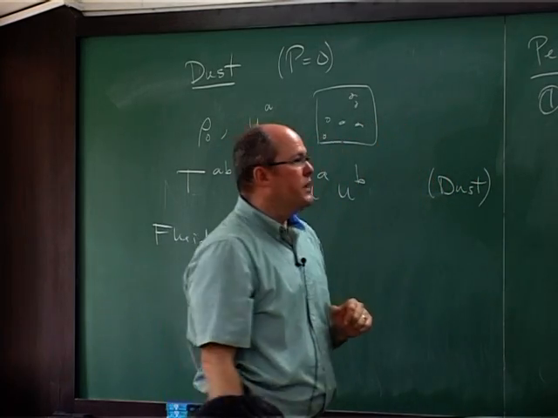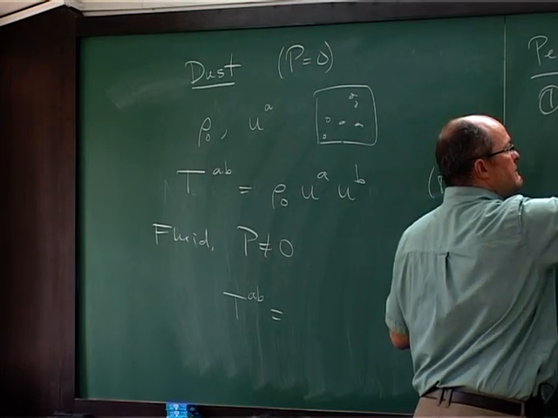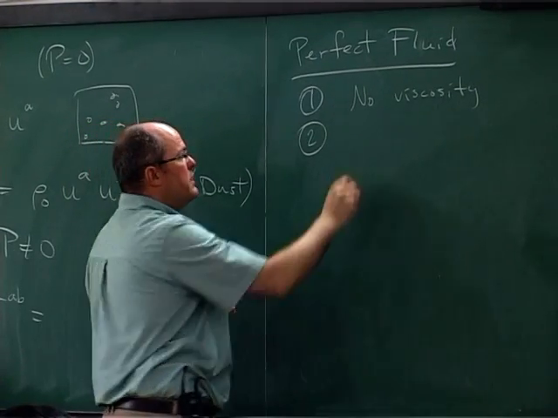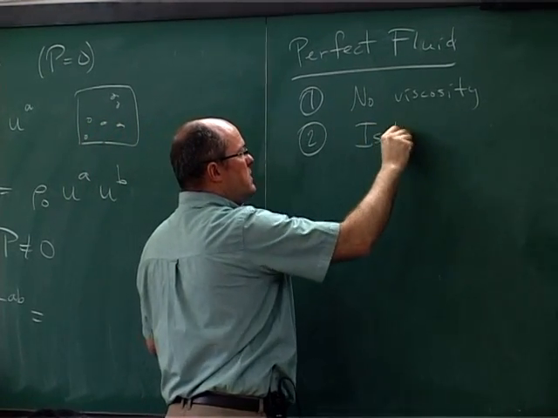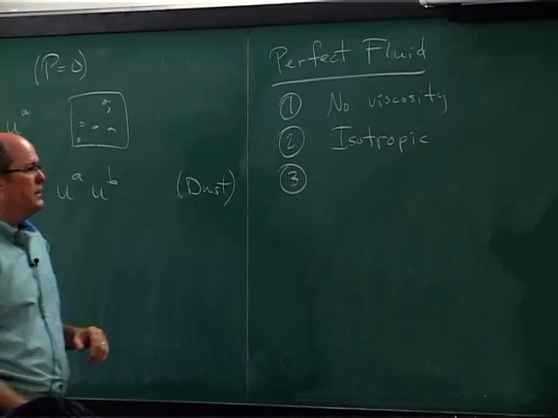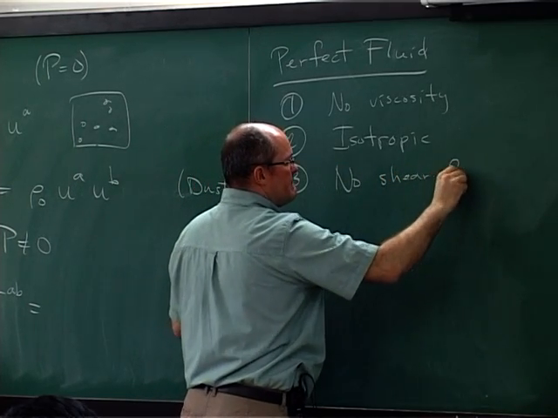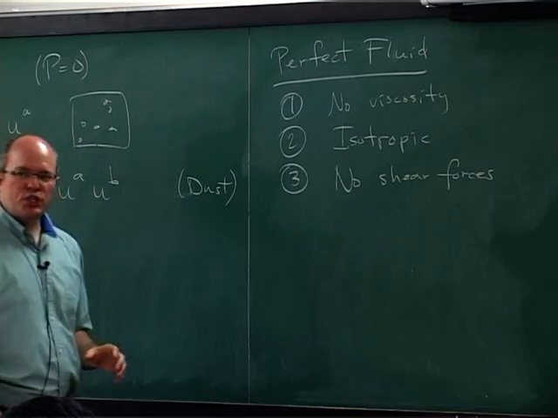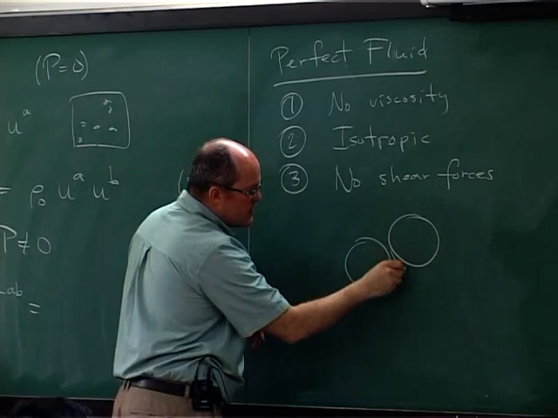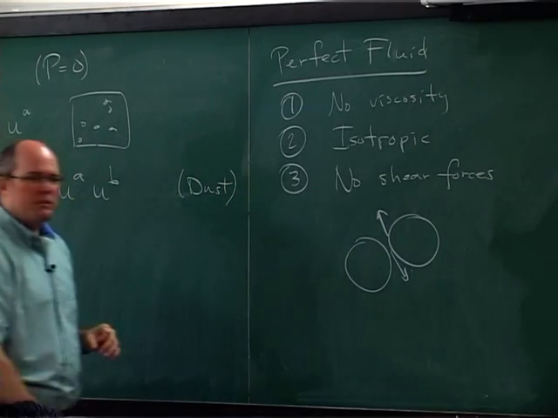Okay, I'm thinking of a fluid that has no viscosity. I'm thinking of a fluid that in its rest frame is isotropic, so it is the same in every direction, and there are no shear forces. Shear forces, if I imagine my different fluid control volumes, are forces that are tangential to the boundaries. I'm not going to allow that to happen.